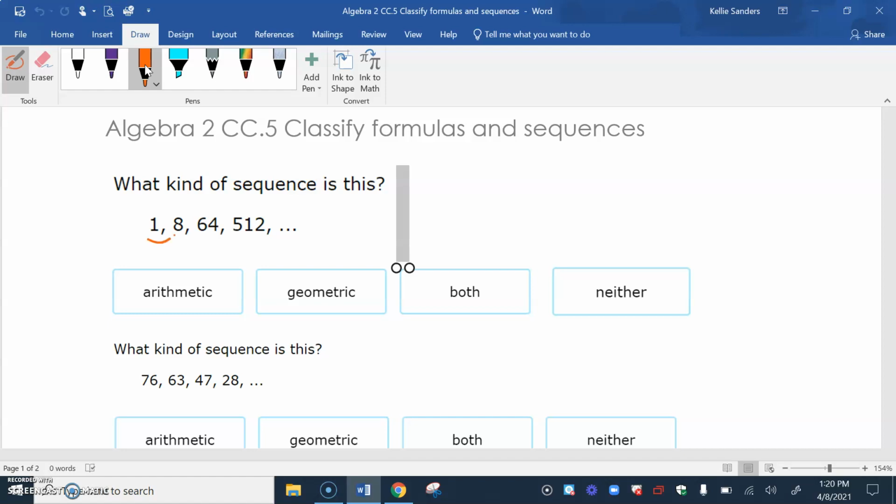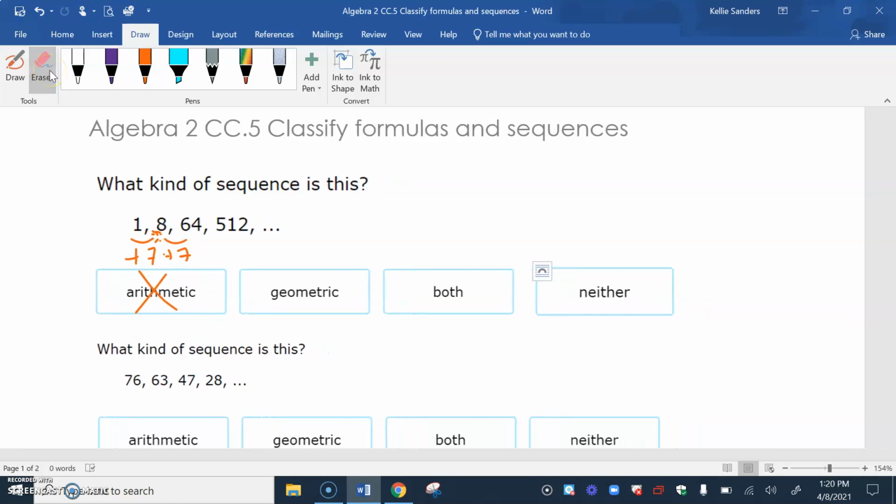How would I get from 1 to 8? Well, the first thing you might think of is, you'd add 7. But if I add 7 to 8, am I going to get 64? No. So it is not arithmetic because we're not adding the same number every time to get to the next term.